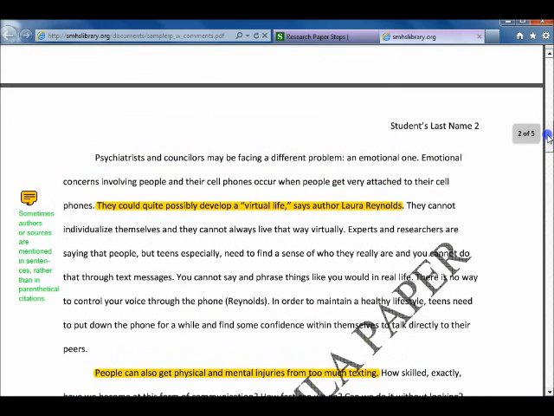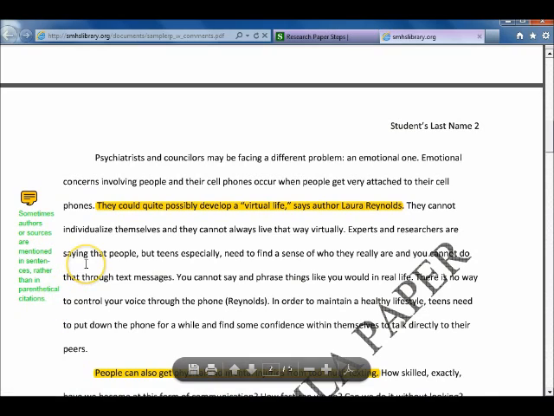I'm now going to page 2 of the paper to point out that information sources are sometimes listed right within a sentence and not in parentheses after a sentence. In this highlighted sentence, you see that author Laura Reynolds is quoted. I read from the top of the paragraph. Psychiatrists and counselors may be facing a different problem, an emotional one. Emotional concerns involving people and their cell phones occur when people get very attached to their cell phones. They could possibly develop a virtual life, says author Laura Reynolds.